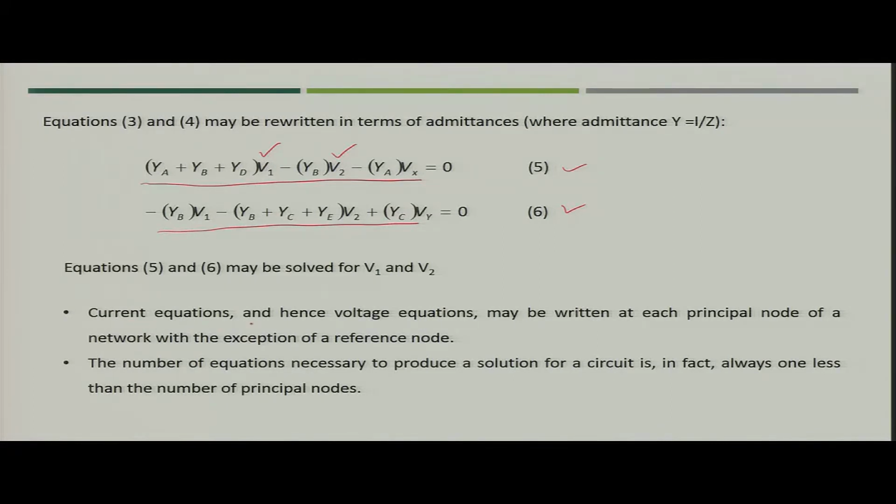So, the current equations and hence the voltage equations may be written at each principal node of a network with the exception of the reference node. You have written for principal nodes 1 and 2, and you need not write any equation for the reference node. So, you got two equations. The number of equations necessary to produce a solution for a circuit is in fact always one less than the number of principal nodes.